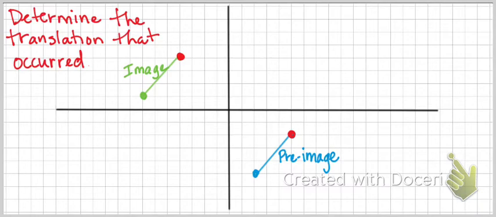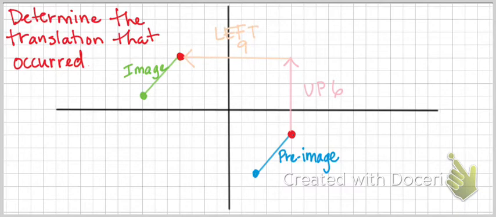Well, you can't just say, we went like this. You can only move up and down. So let's think, how many units up are we going from our pre-image to our image? If you count those, you see that we're going up 6 units. How far to the left are we going from our pre-image to get to our image? If you count those boxes, we see that we're moving to the left 9 units.